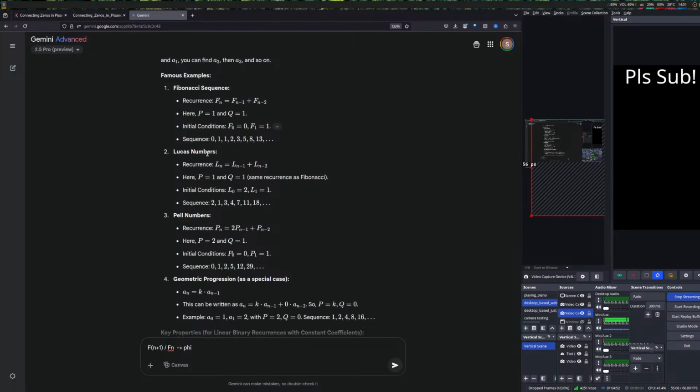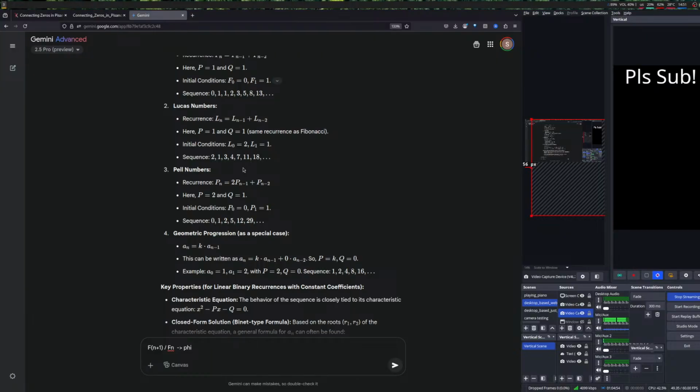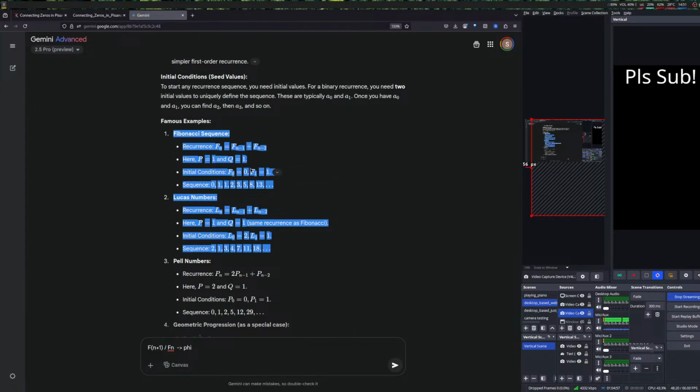And there's also the Lucas numbers. We didn't talk about that. And there are really interesting relationships between Fibonacci numbers and Lucas numbers. We're out of time to talk about that.